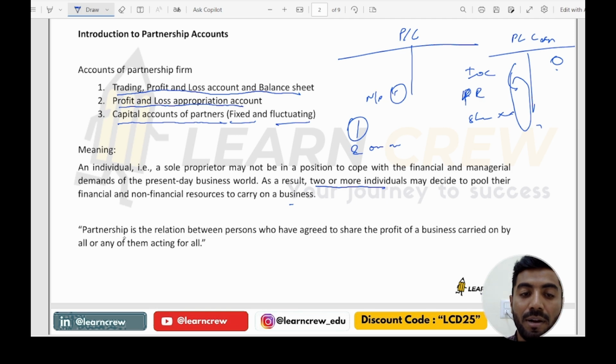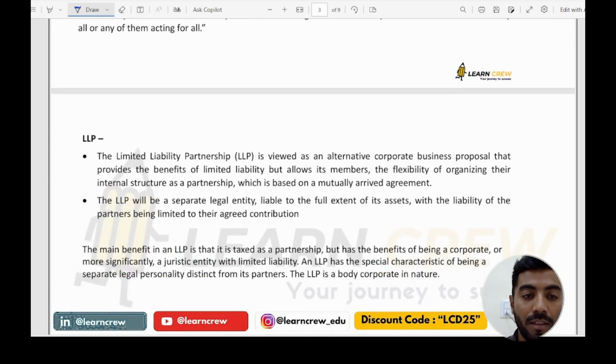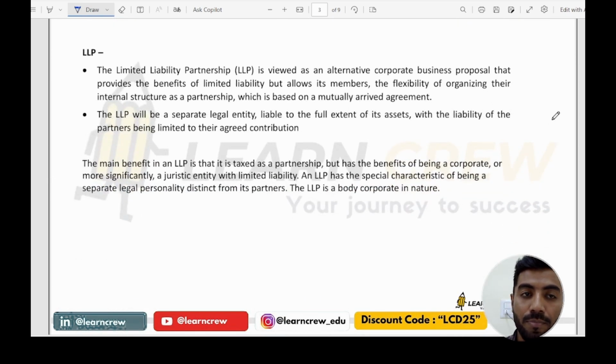The partnership definition is that a partnership is the relation between persons who have agreed to share the profit of a business carried on by all or any of them acting for all.